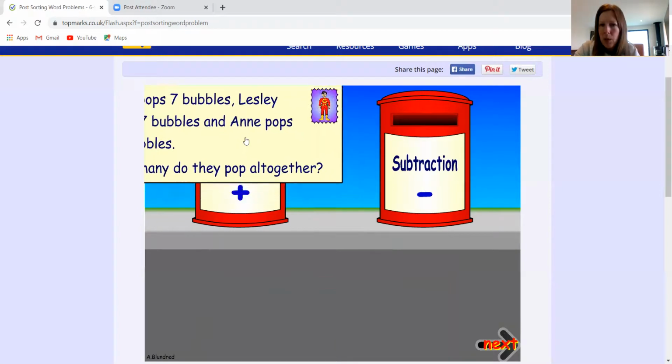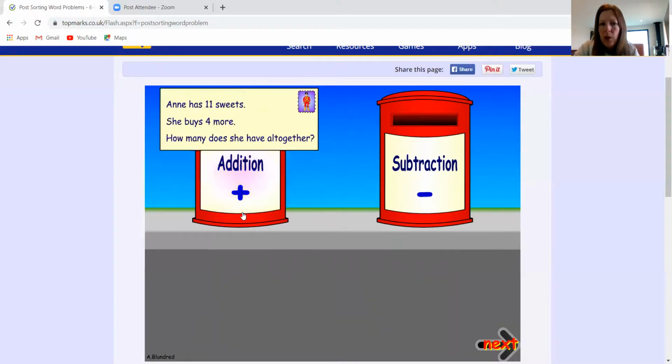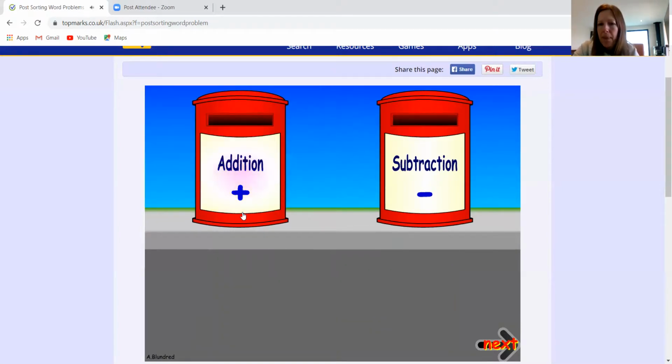So at last we get to post one in the addition box. Okay, so that is the idea of the game, and it's just getting you to start thinking, like I said at the start, about whether the question is an adding or whether it's a taking away.